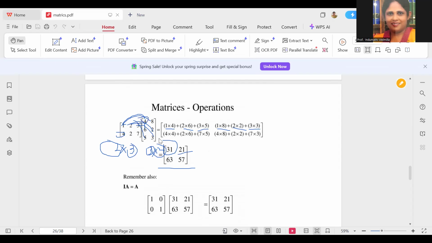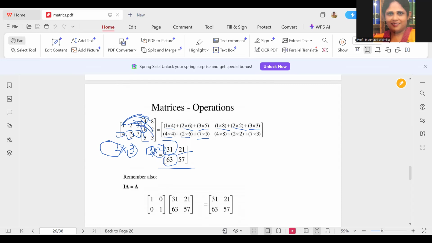And then next one, 4 multiplied by this 4, and the next, this 2 multiplied by this 6, and this 7 multiplied by this 5. Then finally we get 4 into 4, 16; 2 into 6, 12; 7 into 5, 35. Adding all three numbers, we can get 63.